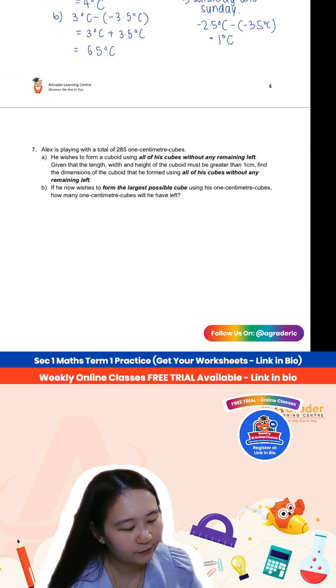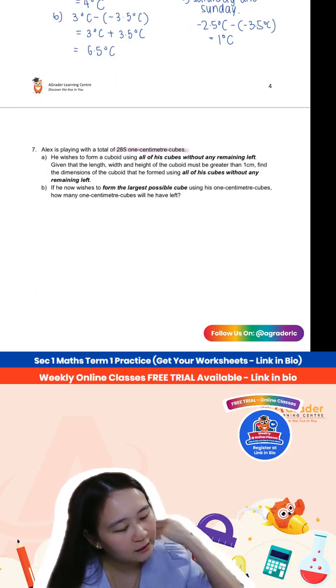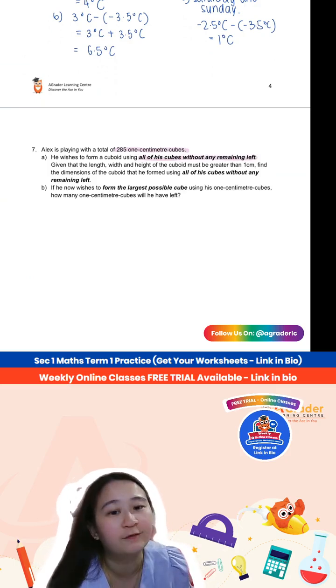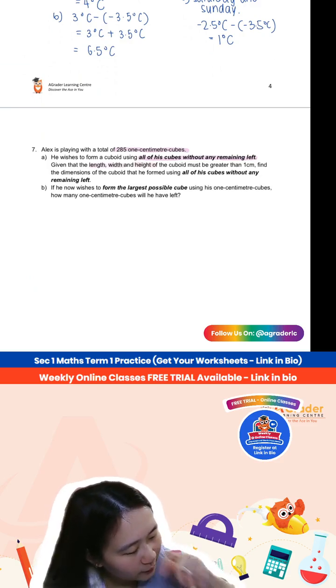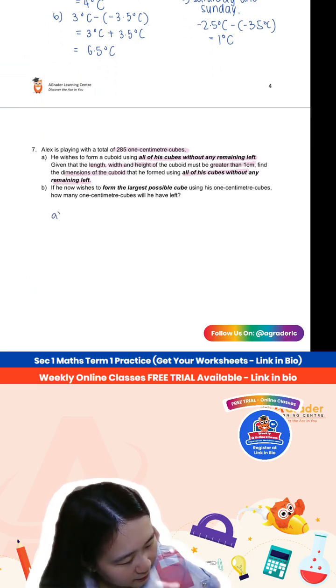Alex is playing with a total of 285 1 cm cubes. He wished to form a cuboid using all of his cubes without any remaining left. Given that the length, width, and height of the cuboid must be greater than 1 cm, find the dimensions of the cuboid that he formed using all the cubes without any remaining left. So same thing.